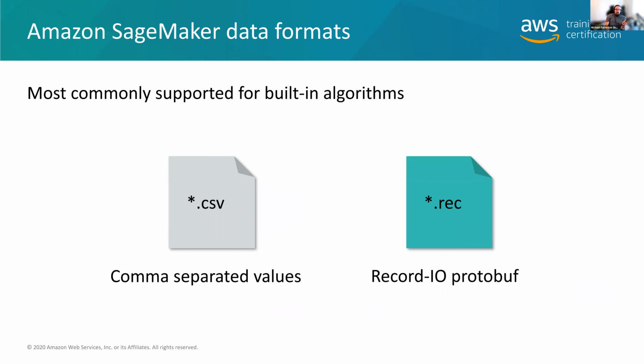Now, there's a lot of different data formats that could be supported. When I say a lot, there's like 7 actually. But mainly for most of the built-in algorithms, CSV and protobuf are going to be the ones supported for the tabular ones, right? You can do pipe mode with CSV and with protobuf.